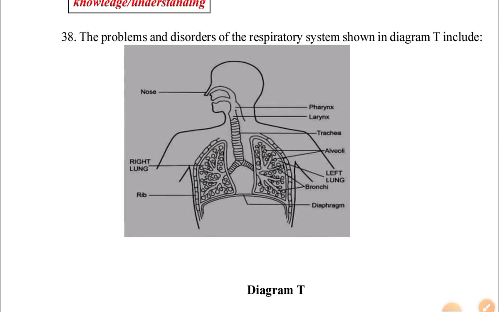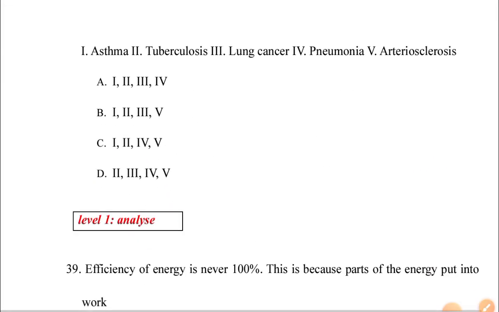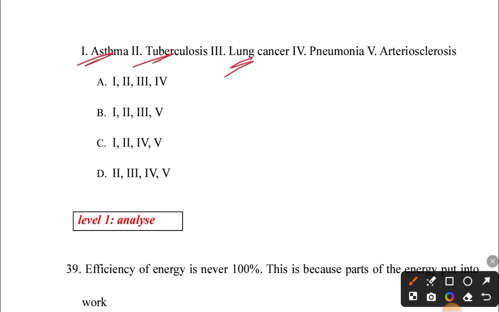38. The problems and disorders of the respiratory system shown in diagram T include. So we have asthma, yes. Tuberculosis, yes. Lung cancer, yes. Pneumonia, yes. Atherosclerosis is of the circulatory system. So the answer to question 38 is A.